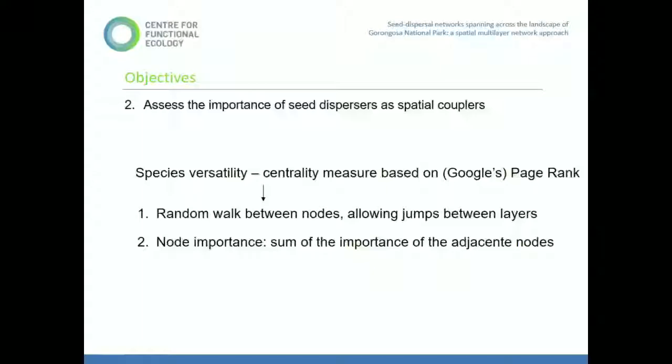To assess species importance, we use the versatility, which is a centrality measure that gives you the importance of each node on the network, and this is based on PageRank, which is based on a walk between nodes. In the case of multi-layer networks, it allows the walk to jump from layer to layer. And the importance of a node is, in the end, the sum of the importance of the neighbor nodes.